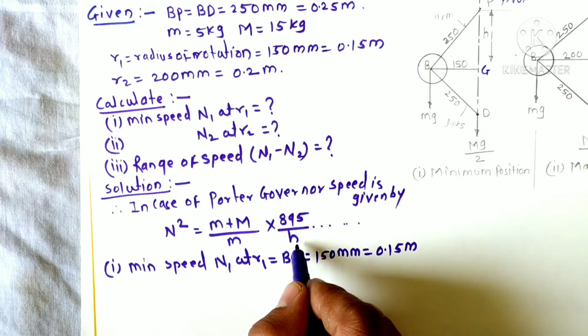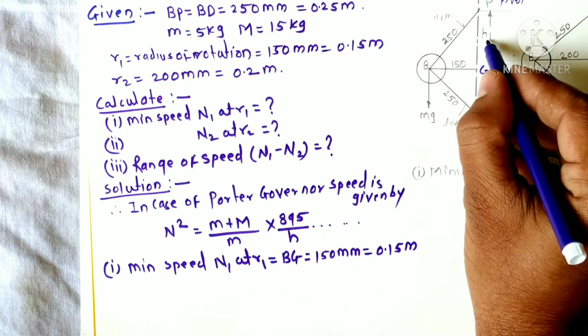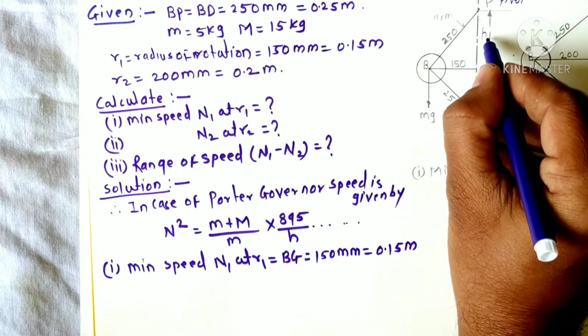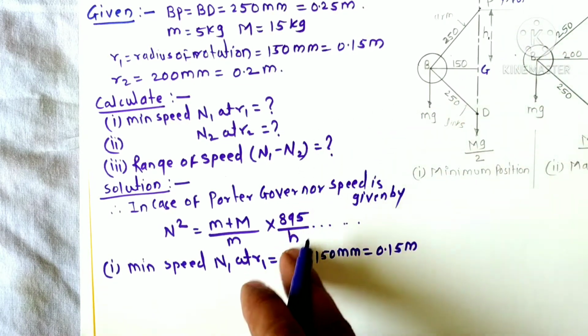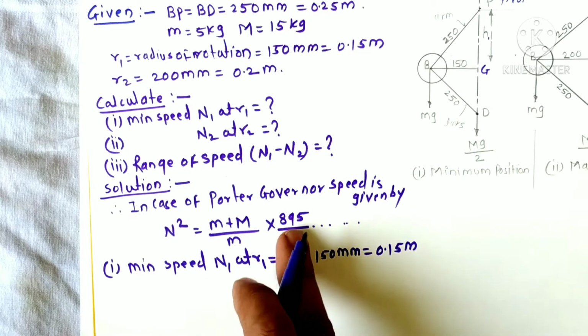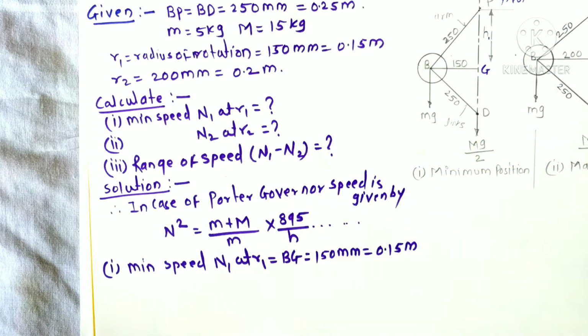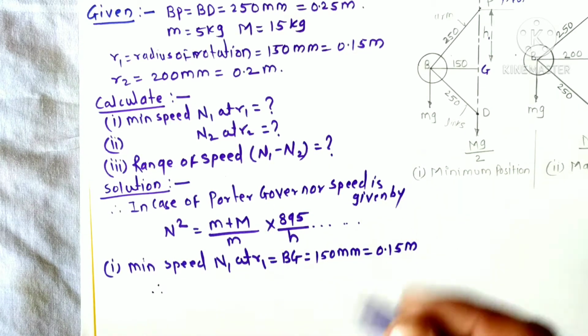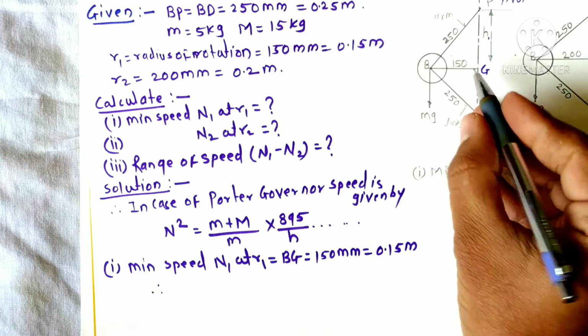H means nothing but the height of the governor. See, h. In this case, h is not given to us. That's why first of all we have to calculate h. So now look at this first condition of the diagram.